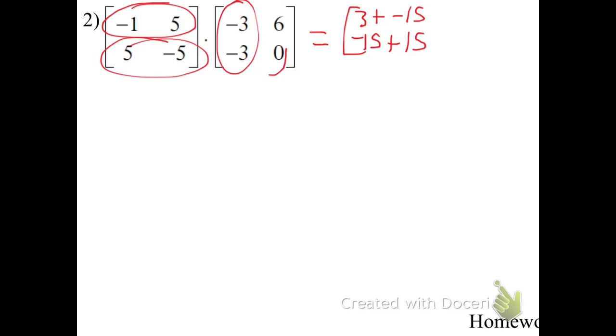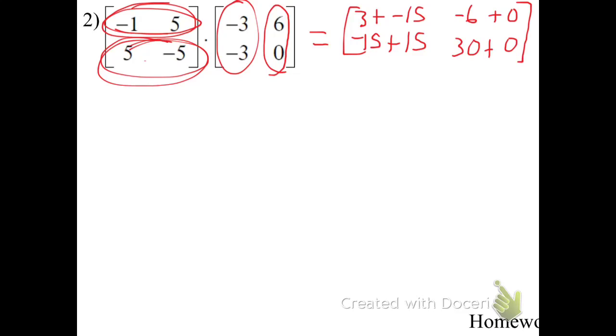Moving on to the second column. First row times second column, -1 times 6 is -6. 5 times 0 is 0, so you add 0 there on the end. Second row times second column, you do 5 times 6, which is 30, and you add -5 times 0, which is 0. So now we got our matrix.